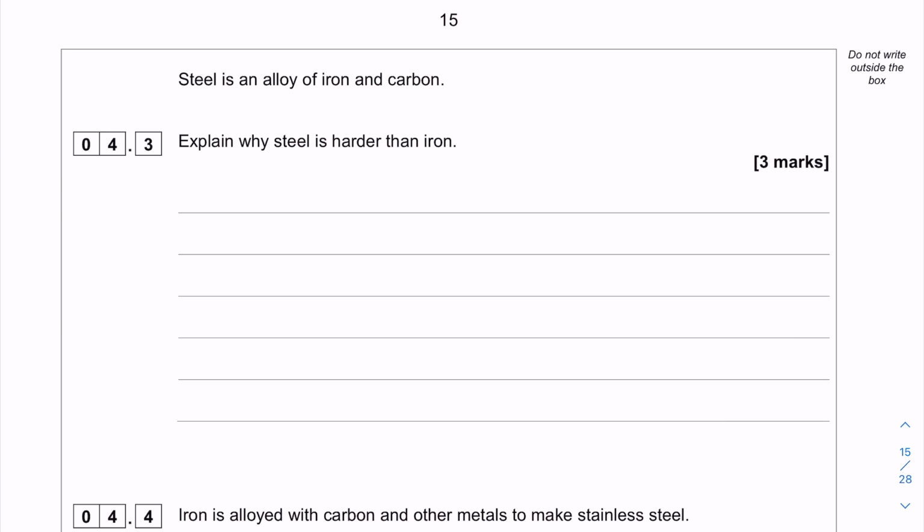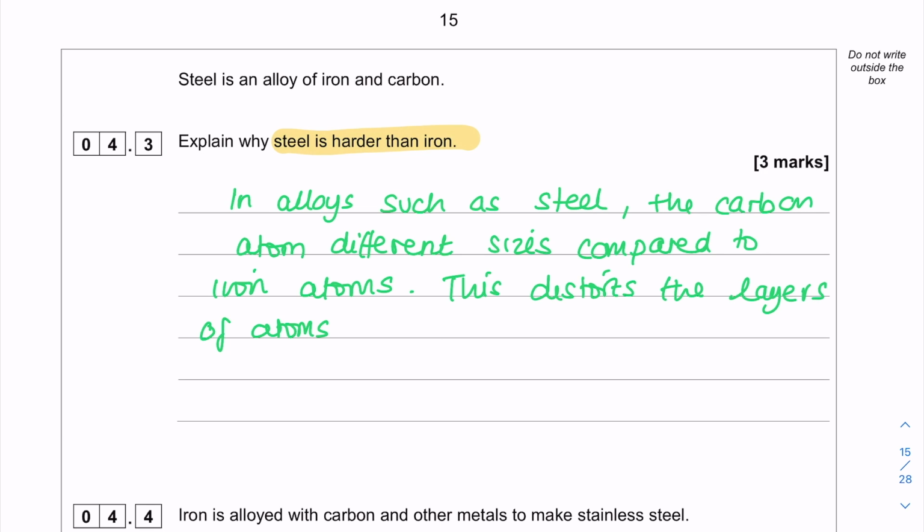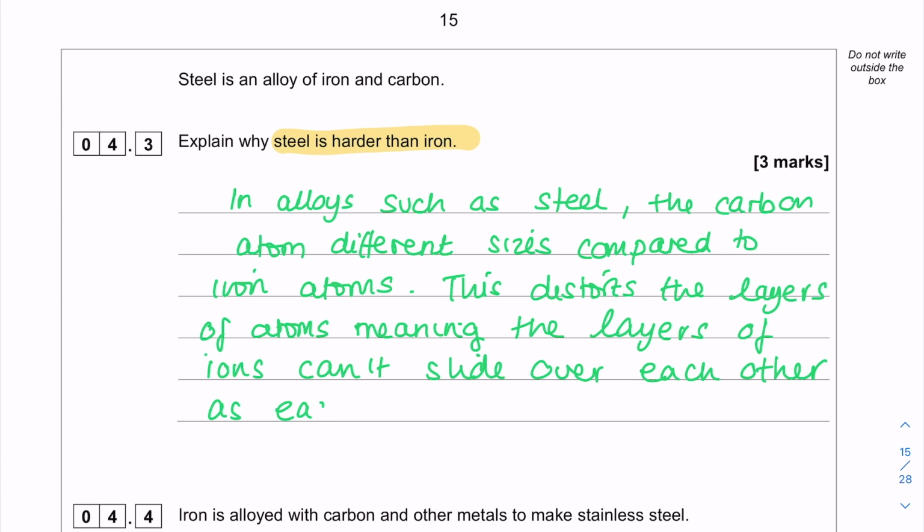Steel is an alloy of carbon and iron. Explain why steel is harder than iron. It's the same question: why are alloys harder? Because the carbon atoms have different sizes compared to the iron atoms. And what does this do? It distorts the structure of the steel, meaning that the layers of ions can't slide over each other as easily.